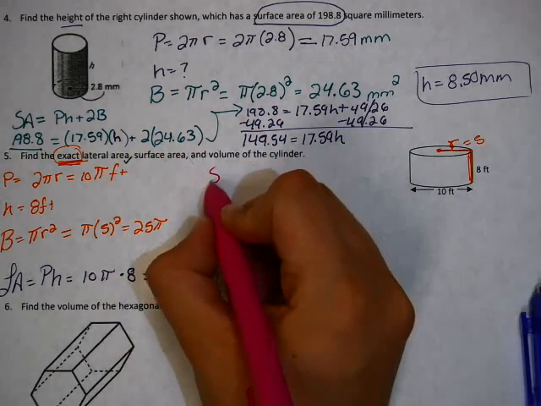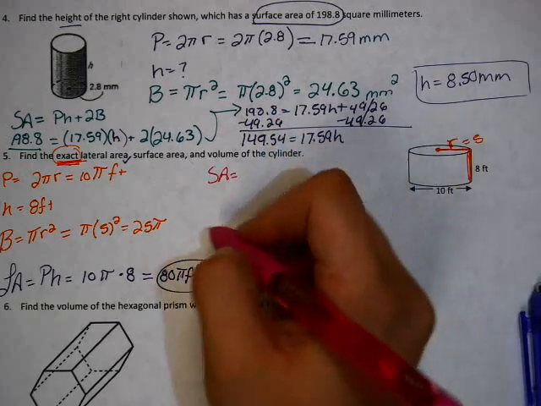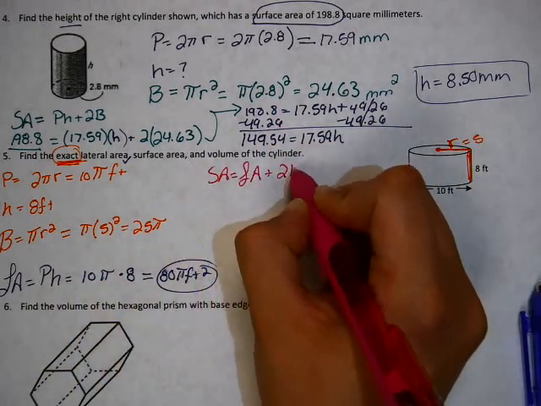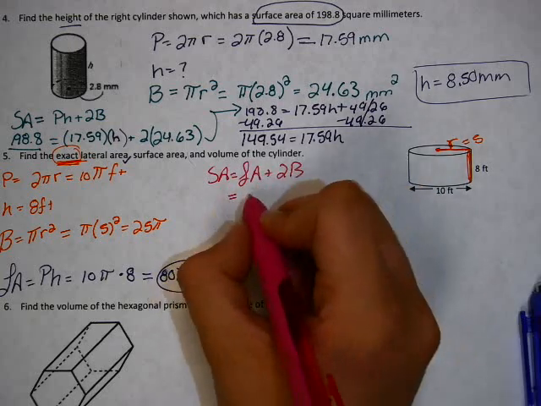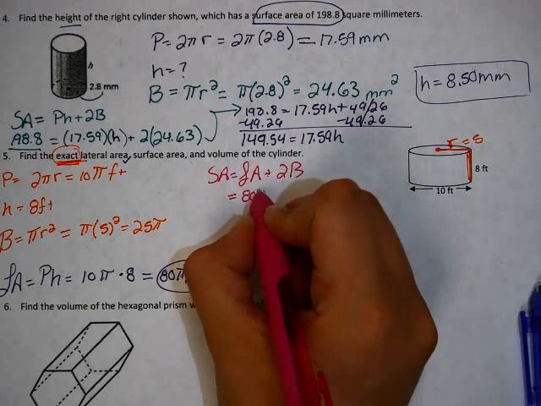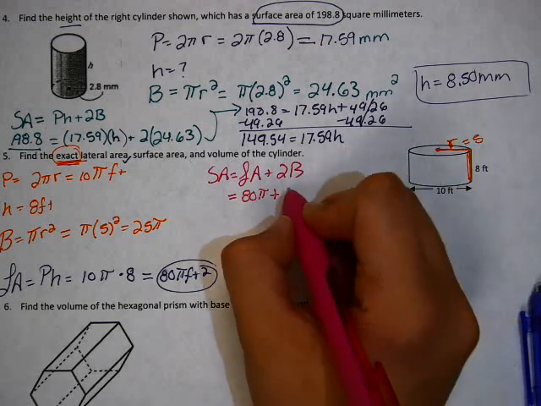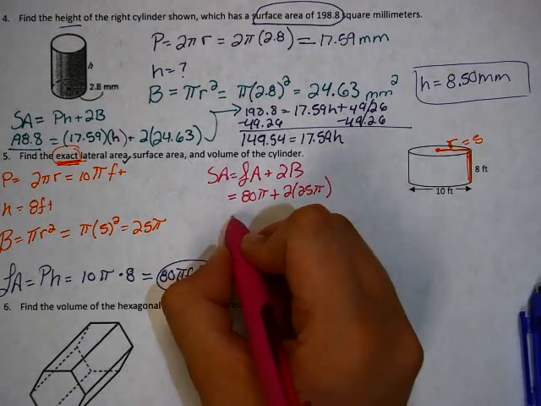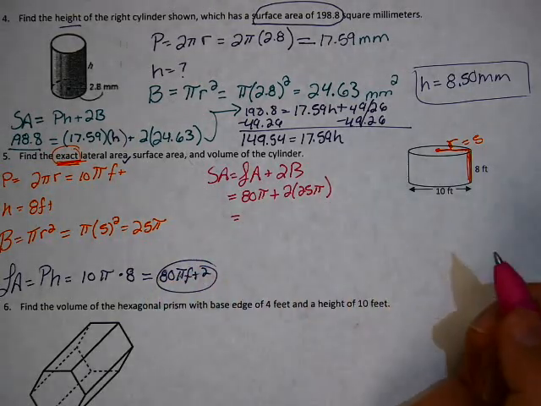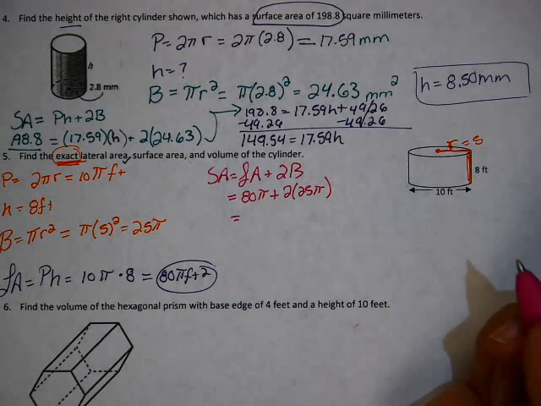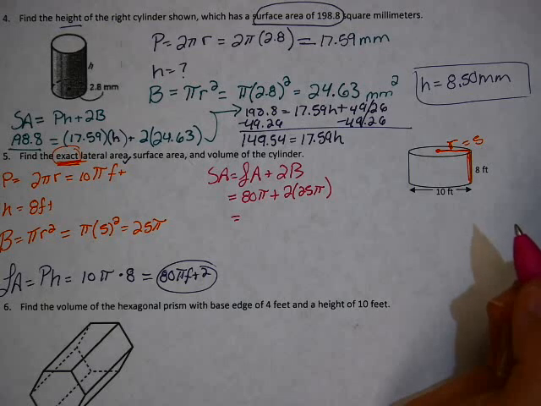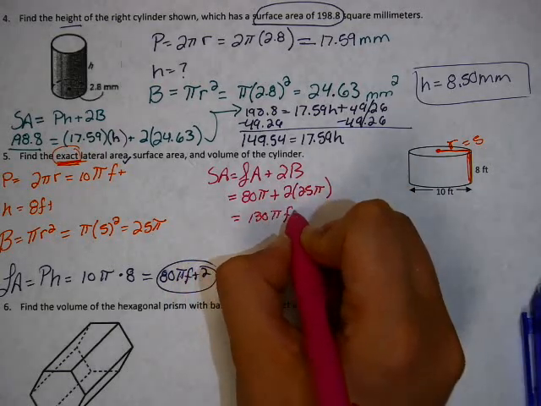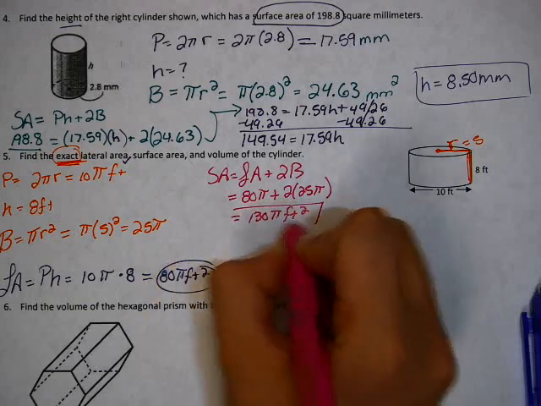Let's find the surface area, which we know is the lateral area plus 2 times the area of the base. So 80 pi plus 2 times 25 pi gives me 80 plus 50, which is 130 pi feet squared.